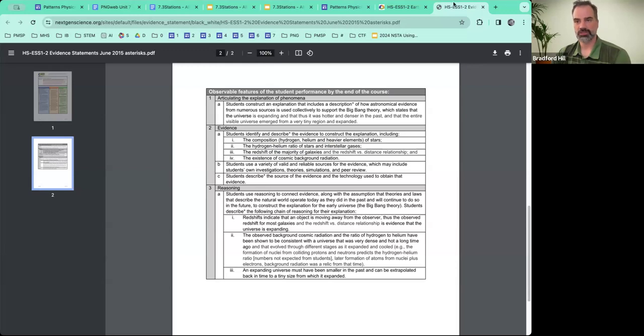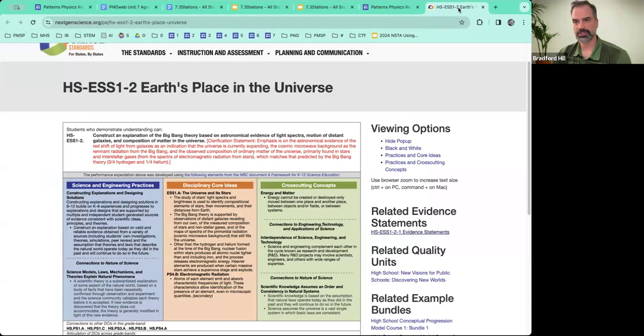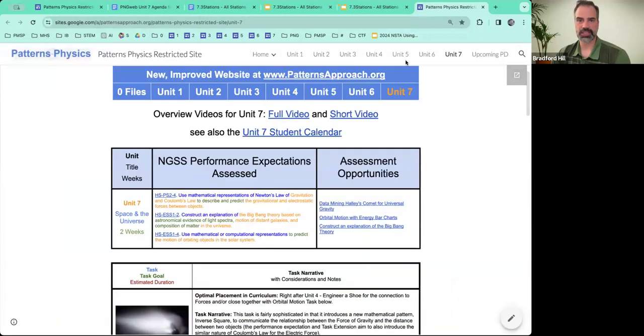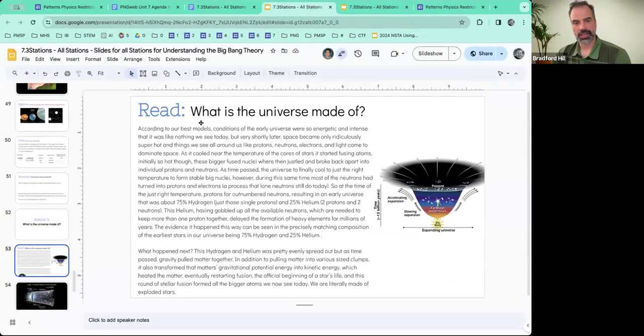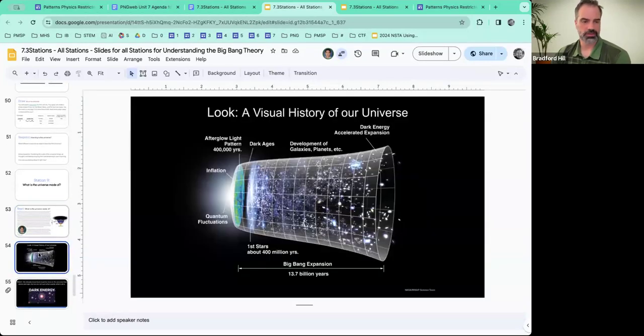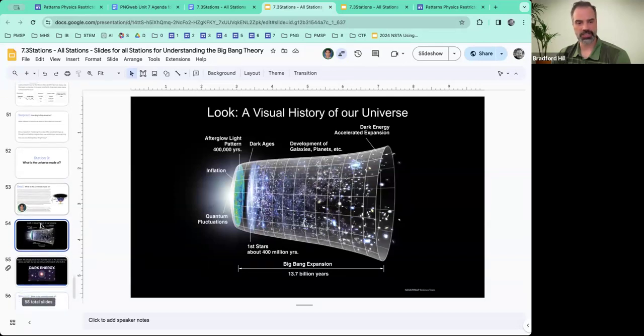So I just want to show you that we are tuned in to the evidence statements, even beyond just the more overarching language of the performance expectation. All right, so again, that is why this detailed slide is in there, and it does work pretty well. But yeah, just want to call that out. Students or teachers have asked, why is that in there? And I think that hopefully gives that explanation.